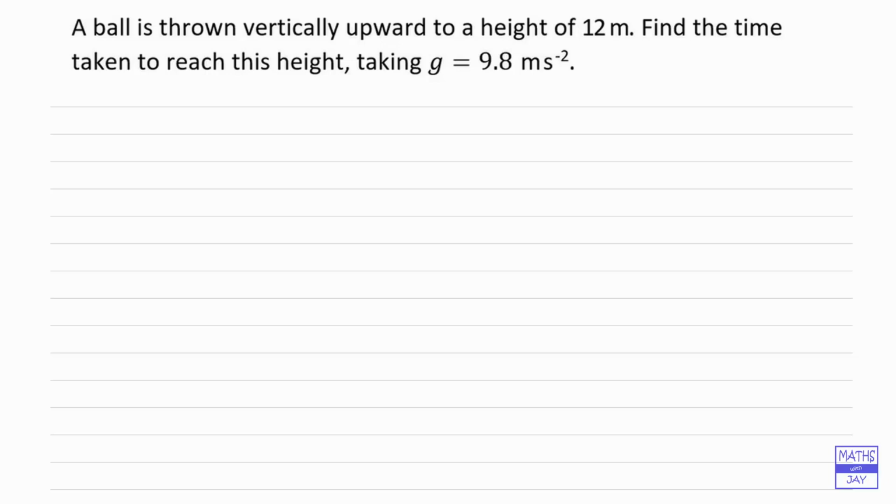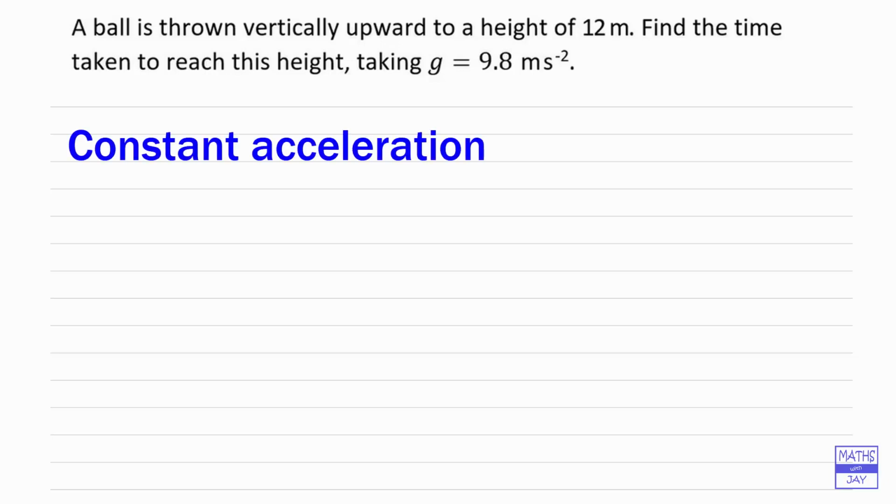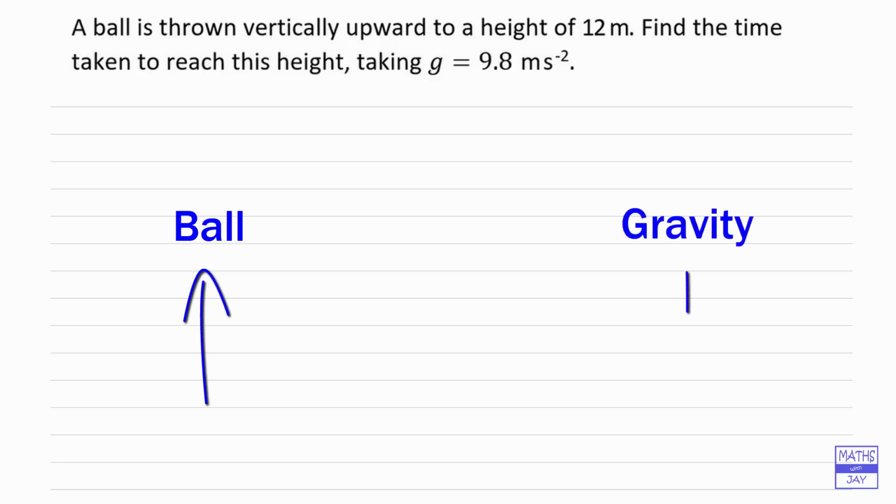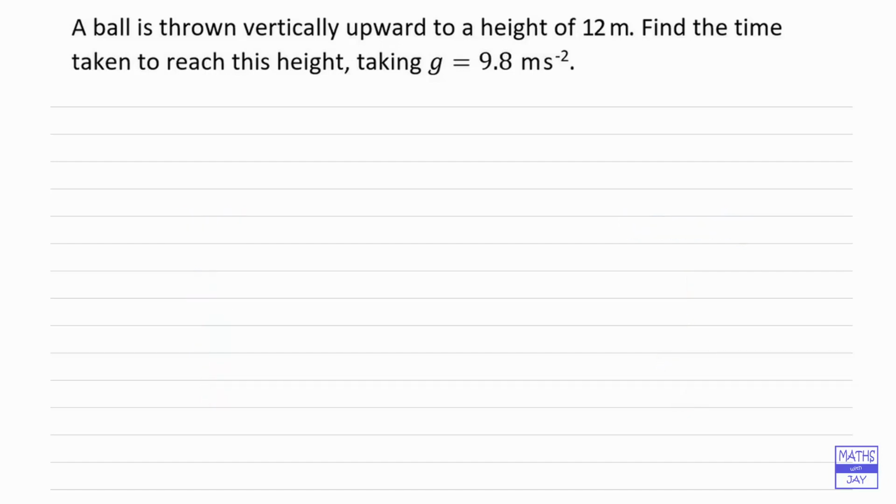In this example, we want to know how long it takes a ball to get up to a height of 12 meters. We know that we've got constant acceleration here, it's just the acceleration due to gravity. We need to be careful here because we've got the ball moving up, but remember that gravity is acting to pull the ball down. So we need to make a decision about which way we're taking as positive. It doesn't matter which direction you choose, but you need to be consistent. So I think I'm going to take upwards as positive.